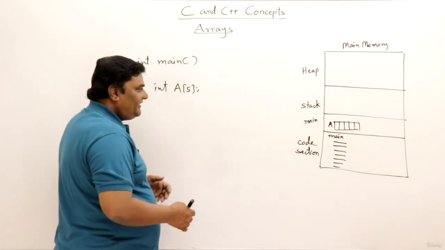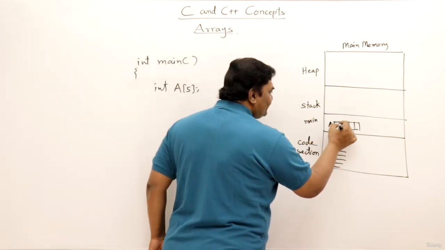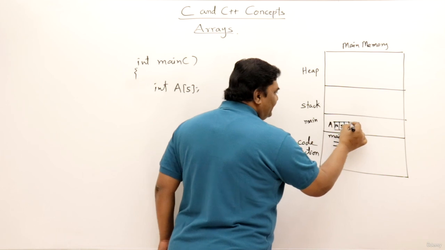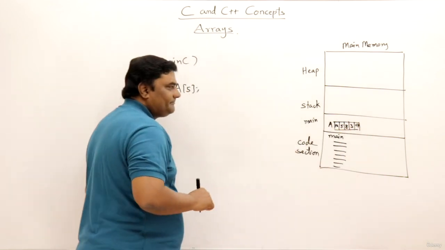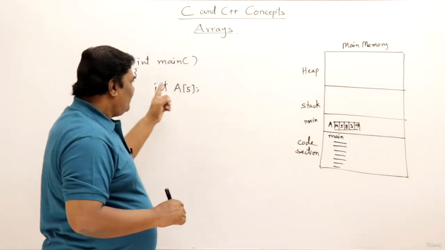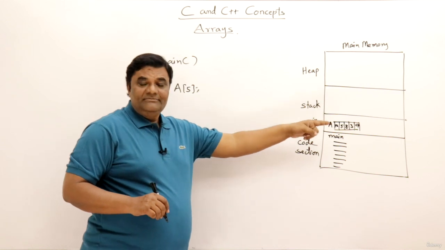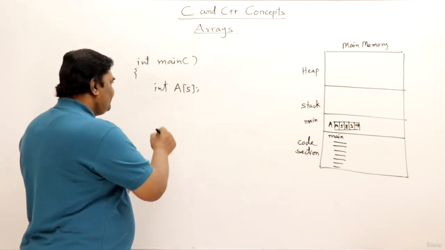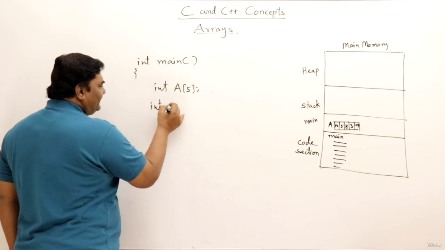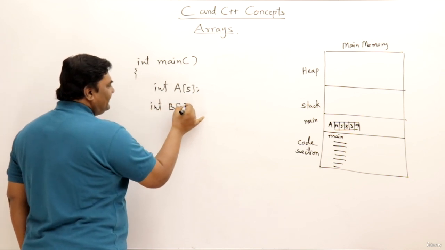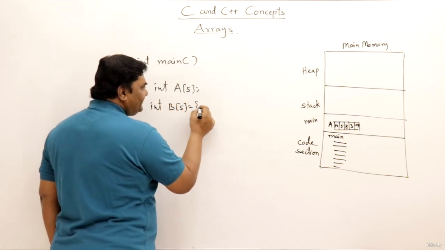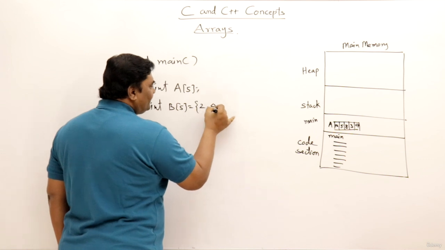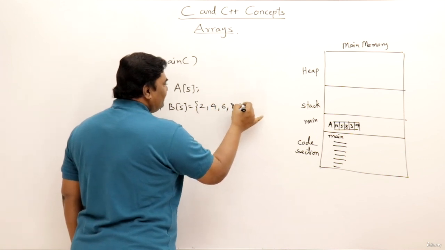And directly I can store the values, like I have already shown you. I can store some values 10, 5, 8, 3, 9. This is how I can declare an array, and I have shown you where the array will be created in the memory. Now next, I will show you how to declare and initialize an array. This is the declaration of an array. Along with this, I can also initialize it, like 2, 4, 6, 8, 10.